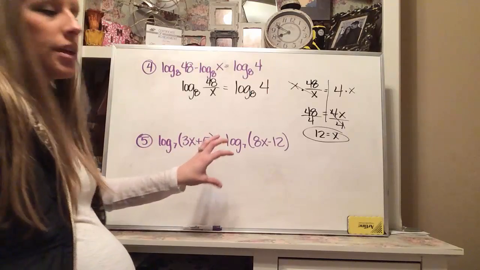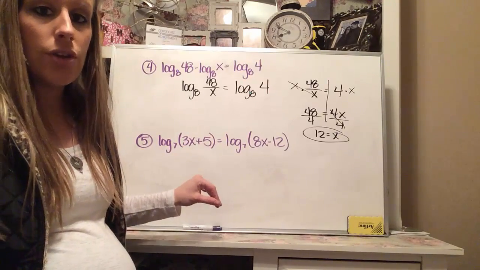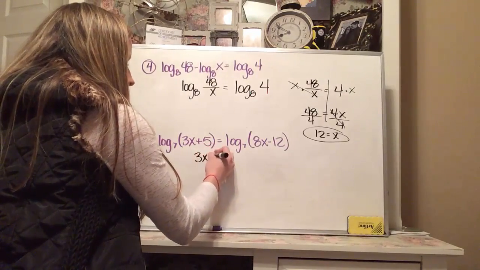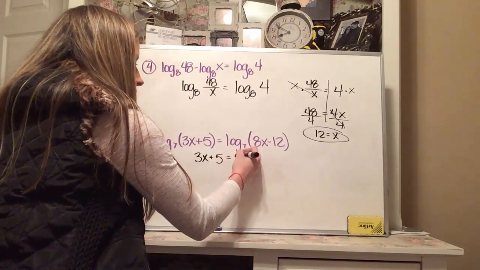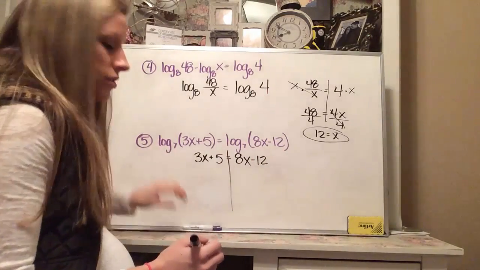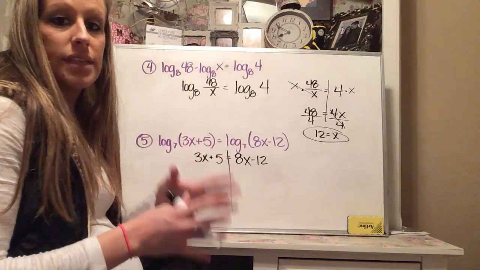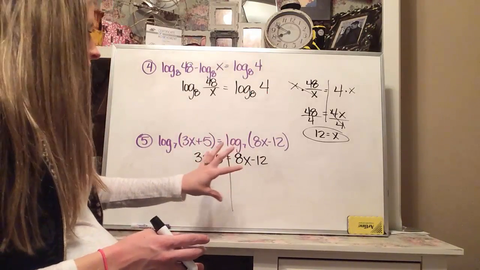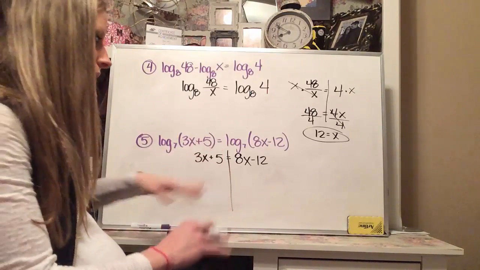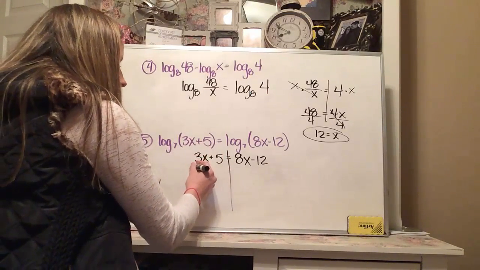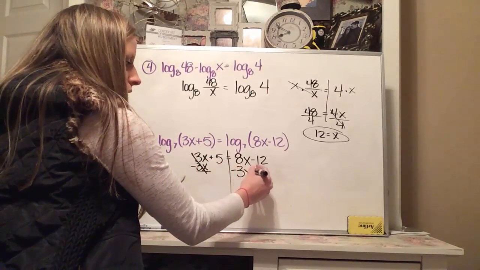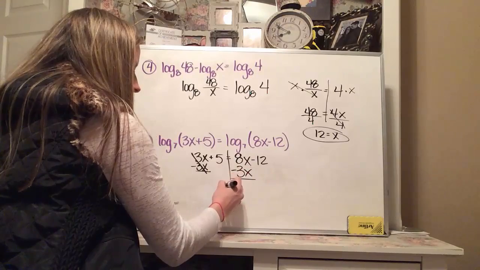Number 5, they're both condensed for you, which is really nice. So we're going to set the 3x plus 5 equal to 8x minus 12 and solve for x. So get your x's on the same side. Your x's could be on the left or they could be on the right. It's totally up to you, it doesn't matter. I went ahead and moved mine to the right side, but you'll get the same answer either way.